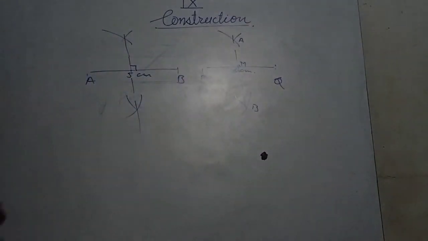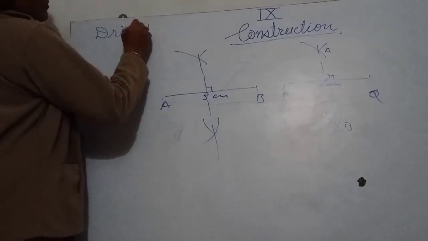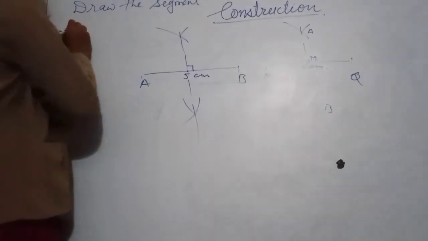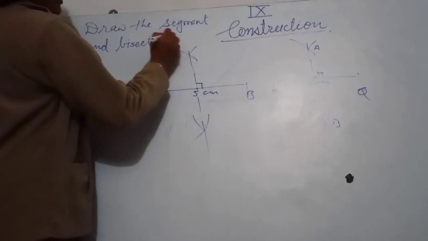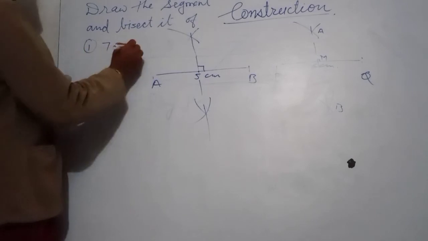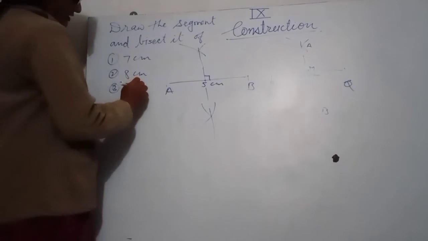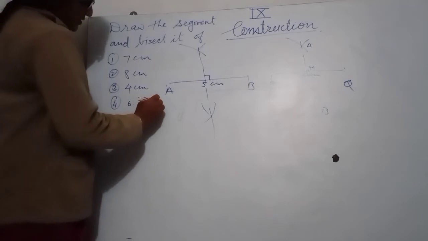Understood? Now homework is, you have to draw a segment and bisect it. Number 1, 7 centimeter, number 2, 8 centimeter, number 3, 4 centimeter, and number 4, 6.5 centimeter. Okay?